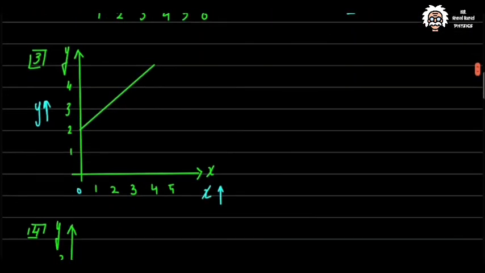But in this graph, they are increasing, but with a different rate. At first, the x-axis was 0, but the y-axis has a value, so they are increasing but with a different rate. To differentiate between this one and the previous graph, we call this relation a linear relation.